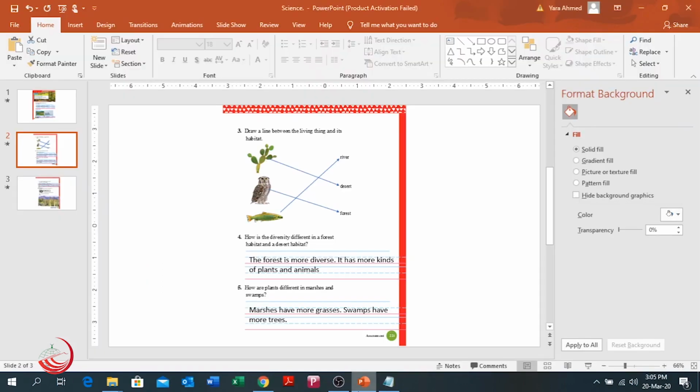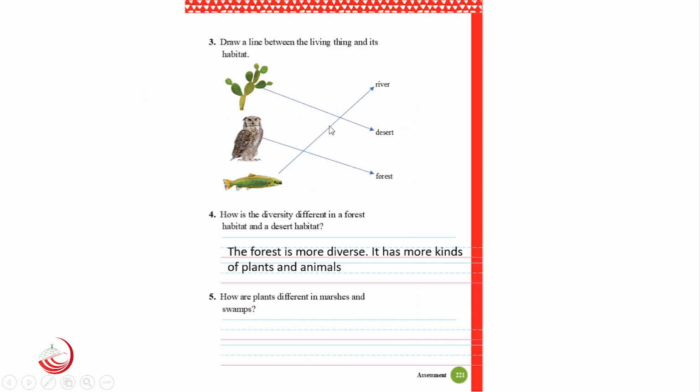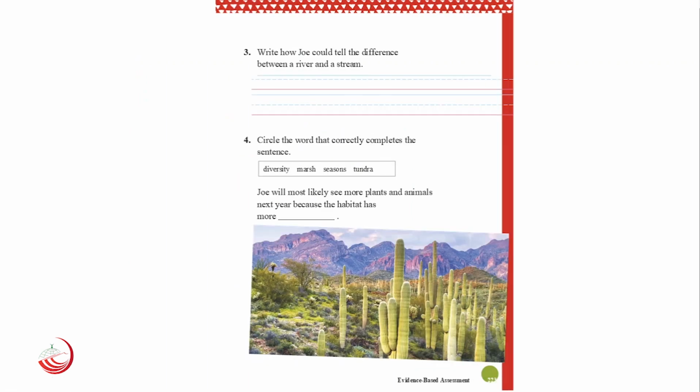Let's move to the next page. 223. Number 3. Write how Joe could tell the difference between a river and a stream. We talked about rivers and streams. We said that rivers and streams are different than the ocean. How so? We said the ocean is salt water, but rivers and streams have fresh water.